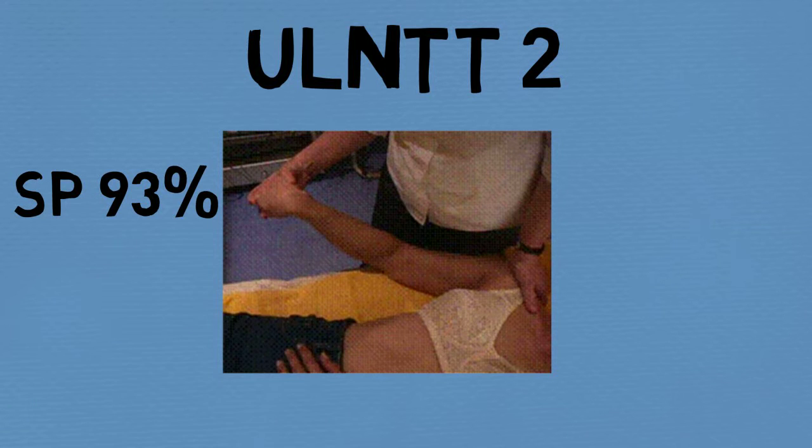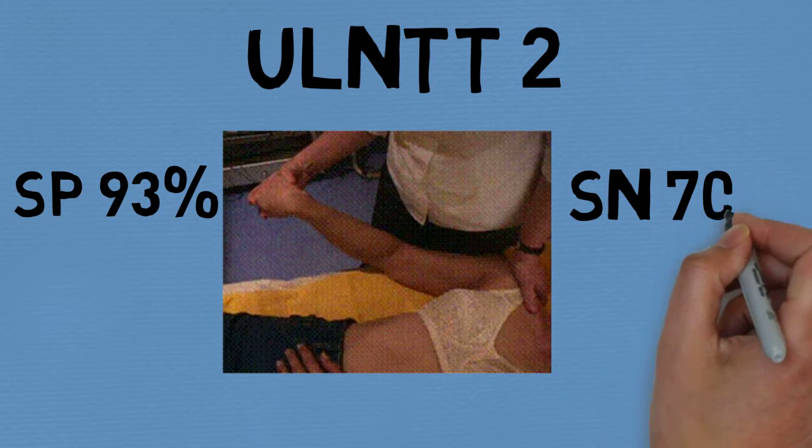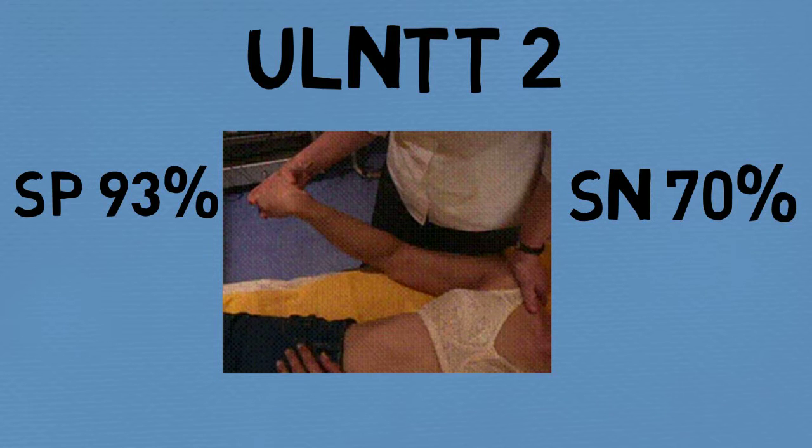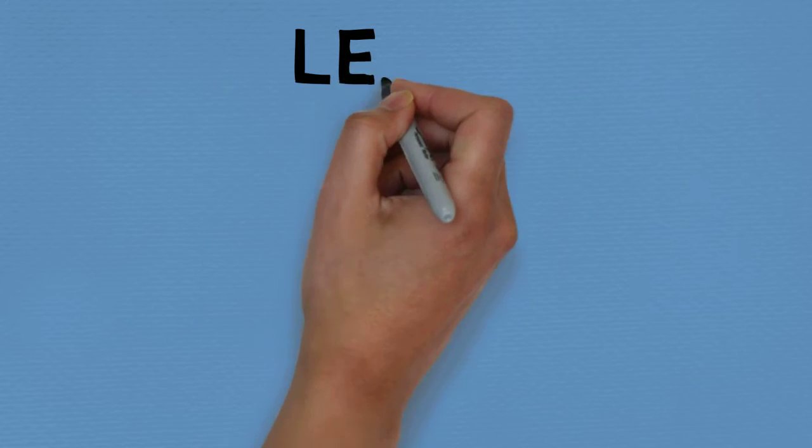A specificity of 93% has been found. Then the patient is told to laterally flex the cervical spine toward the affected limb to decrease the symptoms, where a sensitivity of 70% has been found.